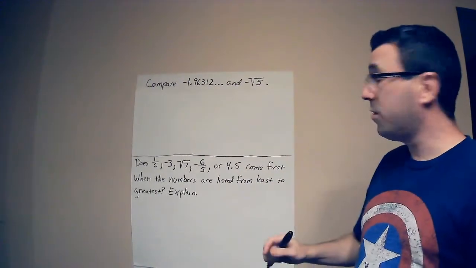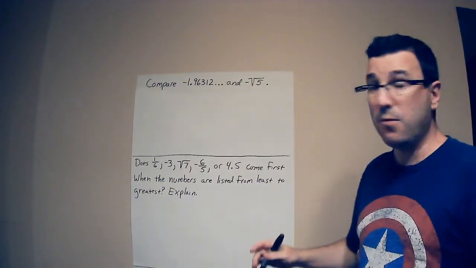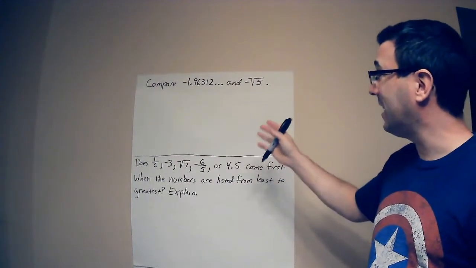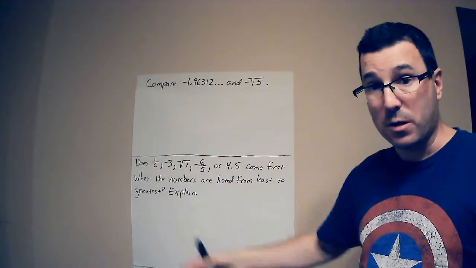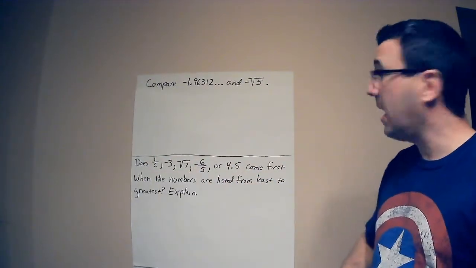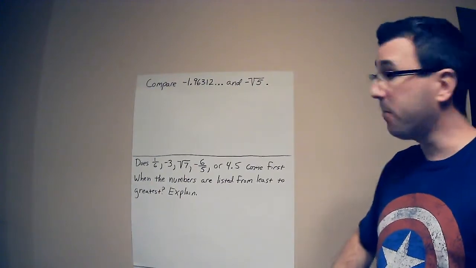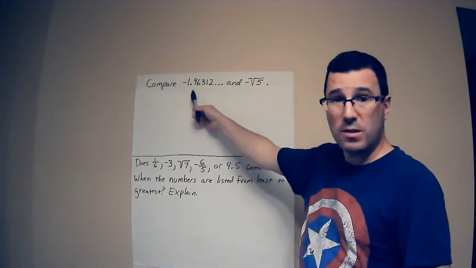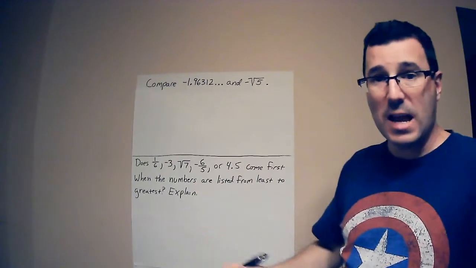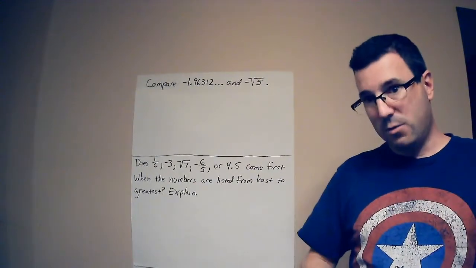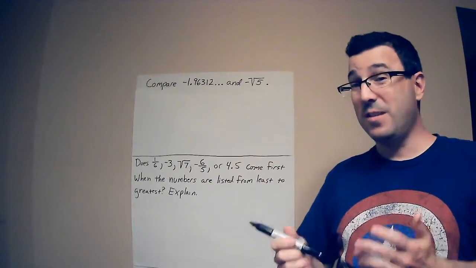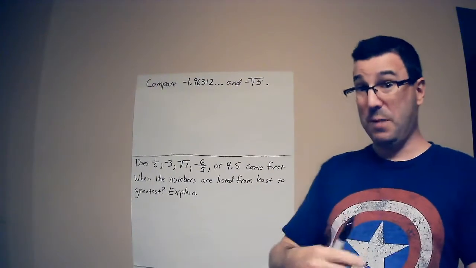This next one we're going to compare negative 1.96312... It just keeps going, and negative the square root of 5. So we already kind of know this one. We know it's negative 1.96 and so on. One of the things we have to take into account is when we have negative numbers, it flips things.